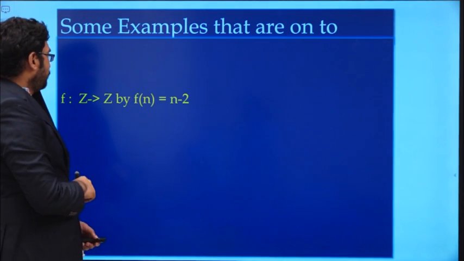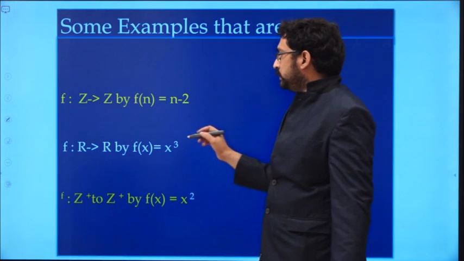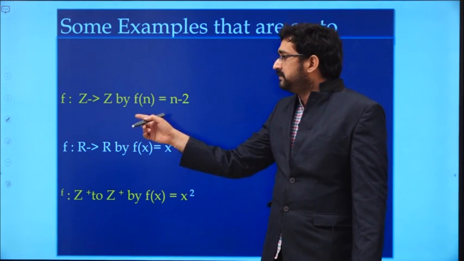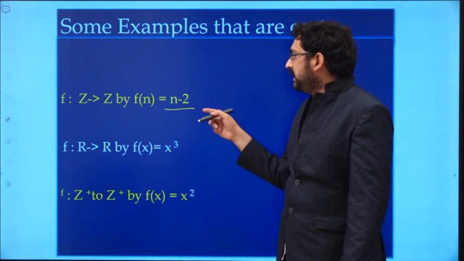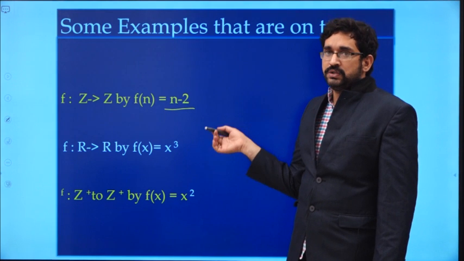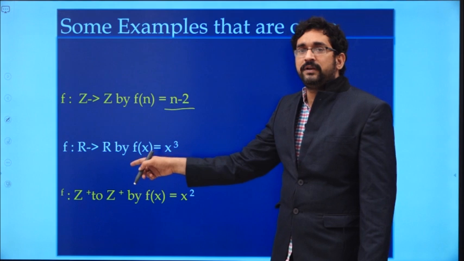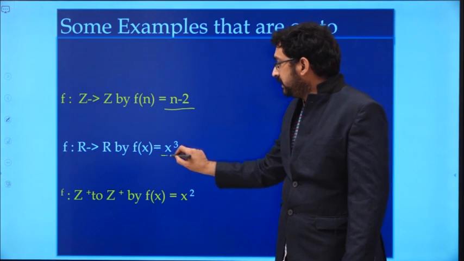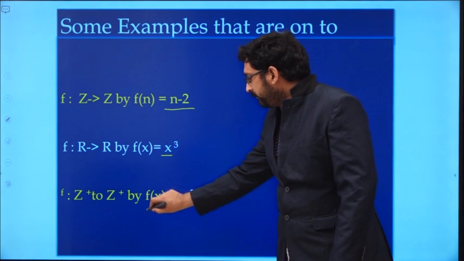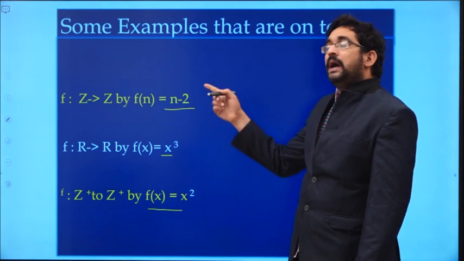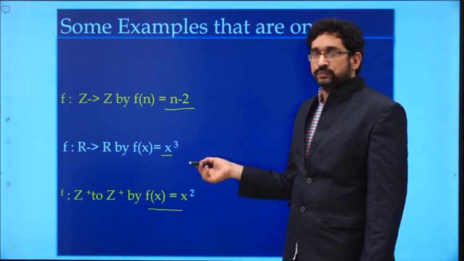Some more examples are given. Here these are some examples which are onto. If f is a function from the set of integers to the set of integers defined by f of n equal to n minus 2, it is onto. You can check on your own. Similarly, f from R to R defined by f of x equal to x cube. F from Z plus to Z plus by f of x equal to x square. All these are examples of functions which are onto.